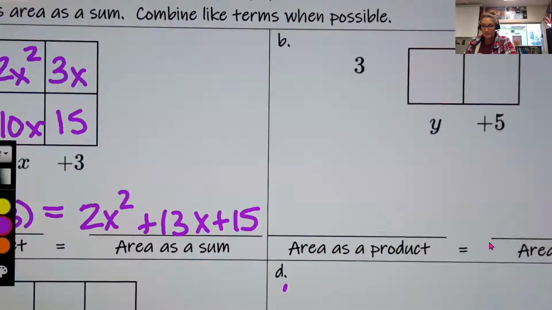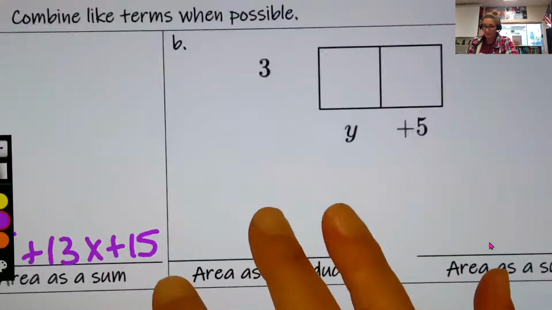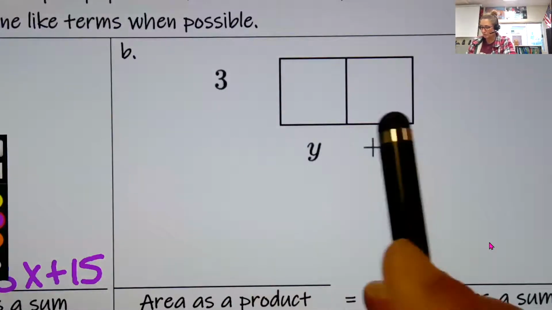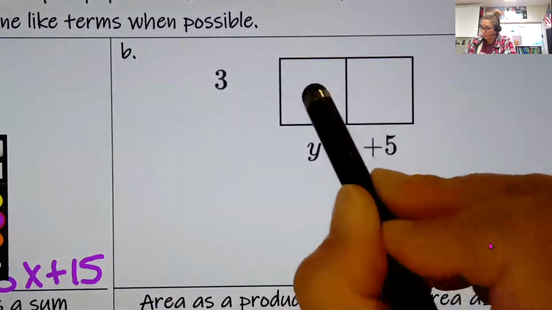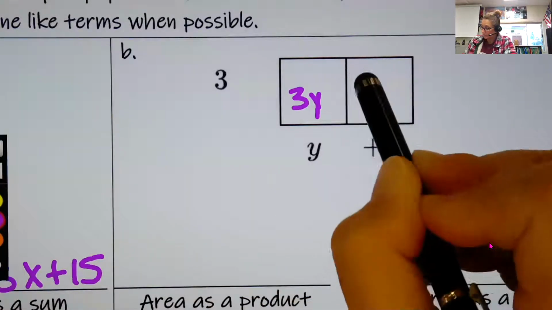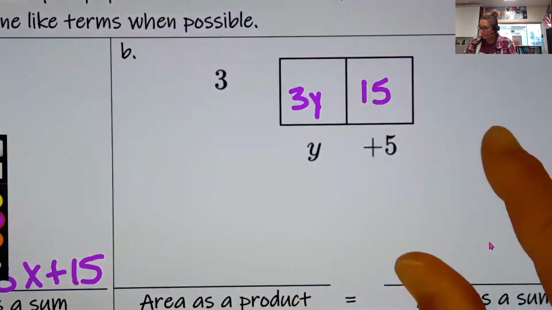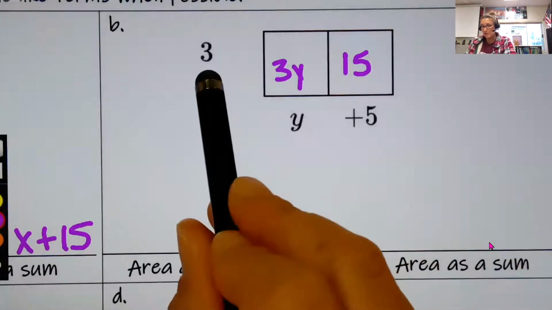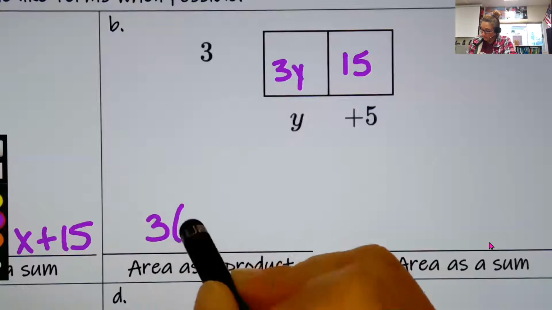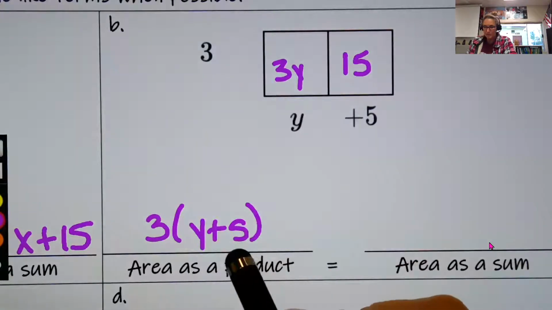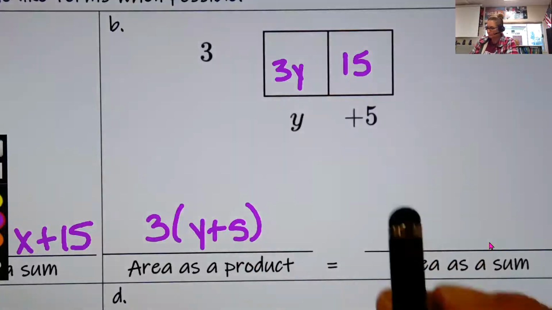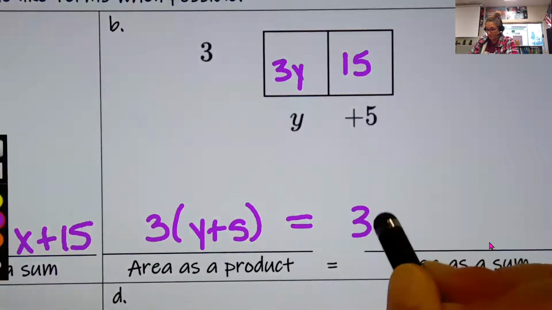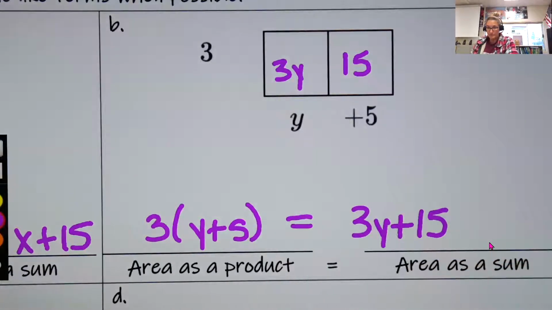Now on B, very similar problem. All of these are, but some have different dimensions, where here I have a 1 by 2 situation, but we do it the same way. 3 times y is 3y. 3 times 5 is 15. A lot of people in class today asked me about this problem because it's set up a little differently. So the area as a product is going to be 3 times y plus 5. I don't need to put the 3 in parentheses. I do need the y plus 5 because it's more than one term. Equal, and when I multiply this out I get 3y plus 15. That's my answer. There's nothing I can combine.